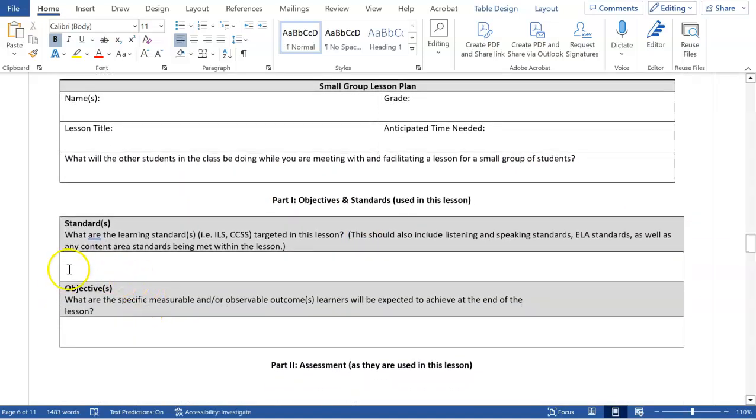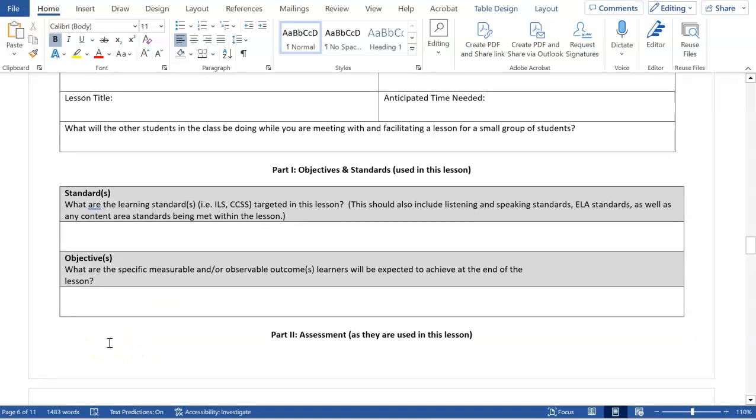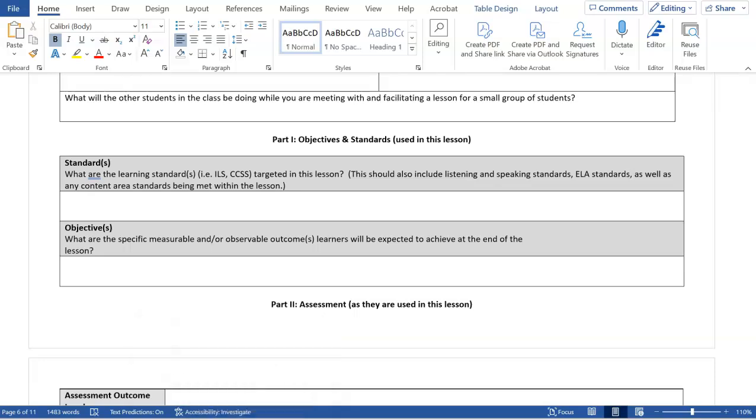Just as before, the same standard. Remember, you're using the same standard for your large group and your small group lesson. So you're going to copy and paste that here. You're going to copy and paste your higher level objective from your standards and objectives project here. So just copy and paste your approved standard. That's what goes in this part.